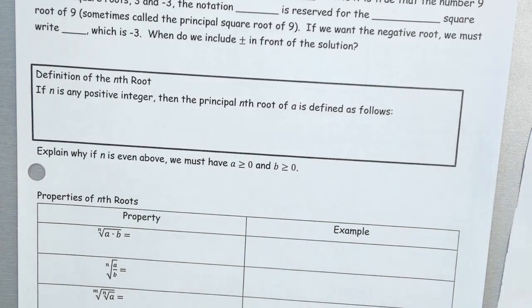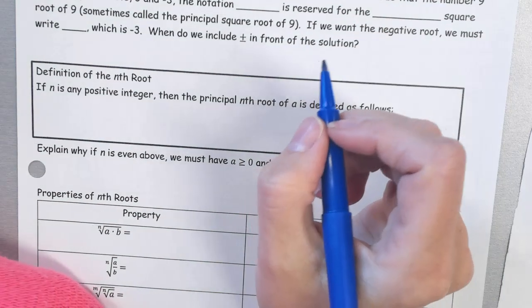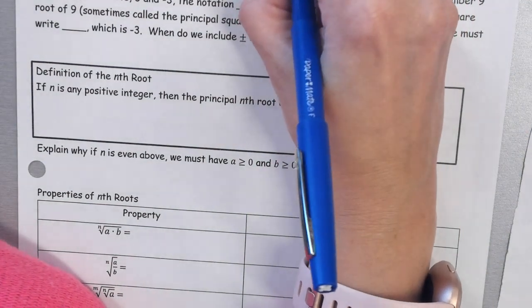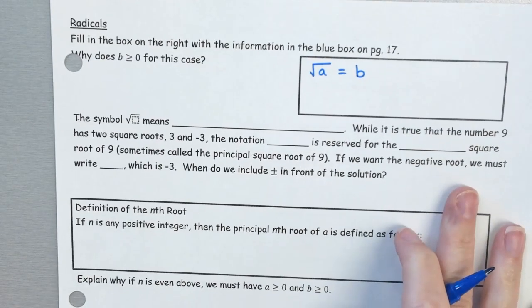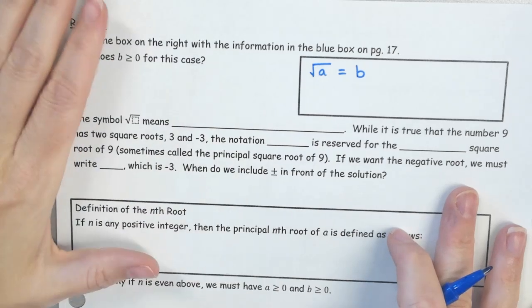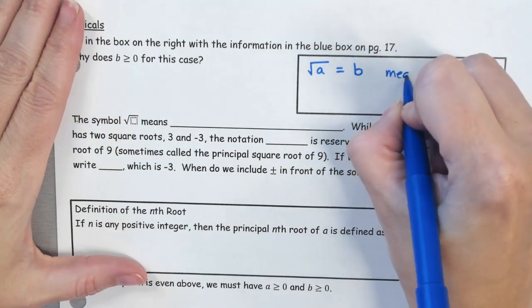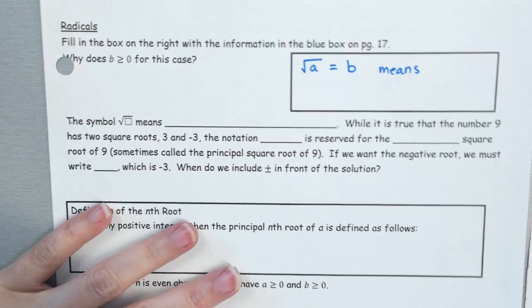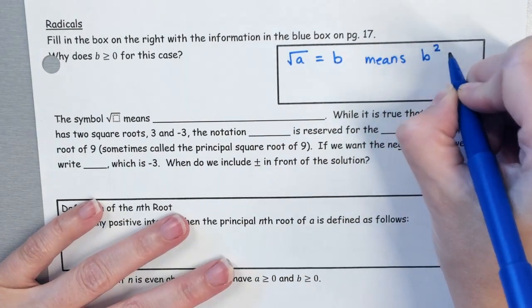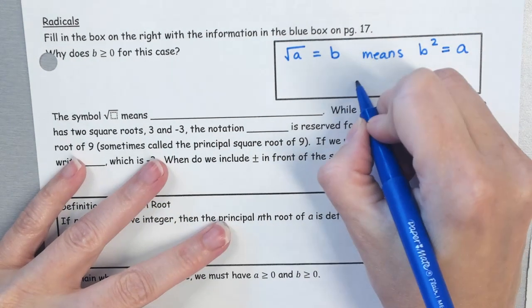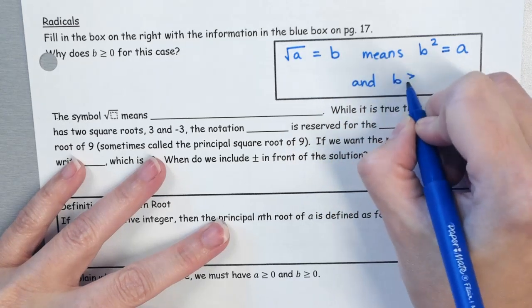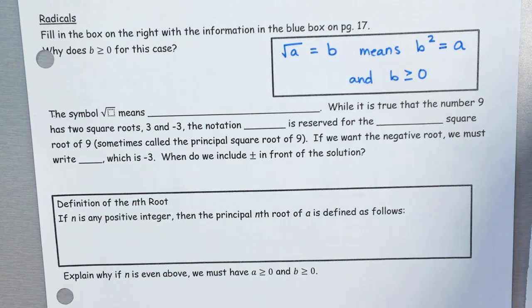When you are doing your radicals, they will tell you that the square root of a is equal to b. And that means that b squared equals a. And b is greater than or equal to 0. So let's talk about how we get from here to here.